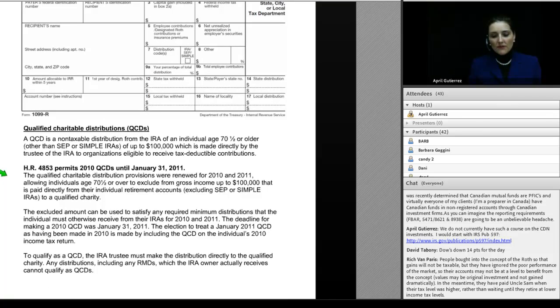And also, if you did take a distribution as a qualifying charitable distribution in 2011, but you did so in the month of January, you could treat it as if it had occurred in 2010. But that election was made on the 2010 return.